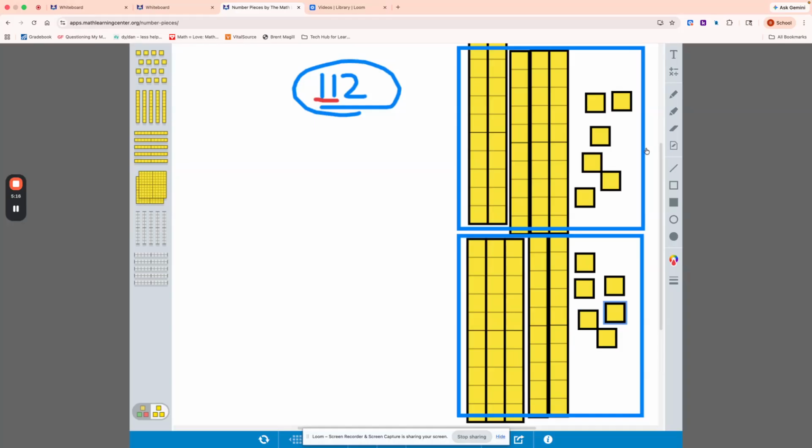So the answer is going to be, let's see, 1, 2, 3, 4, 5 tens, and 1, 2, 3, 4, 5, 6 ones. So that is 56. The problem was we were dividing up 112 into two groups. So you can write that a number of ways.